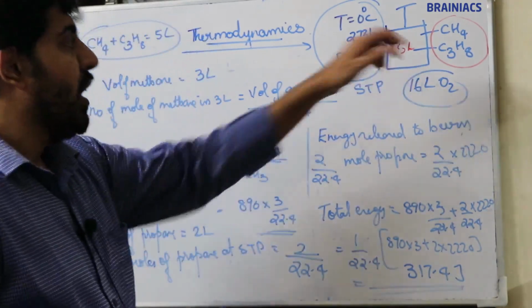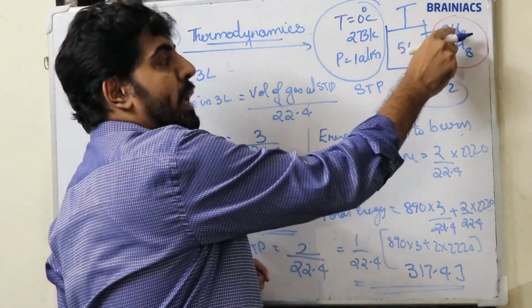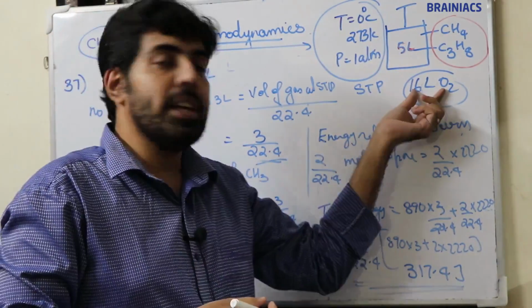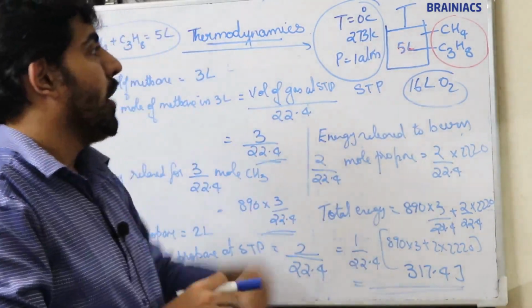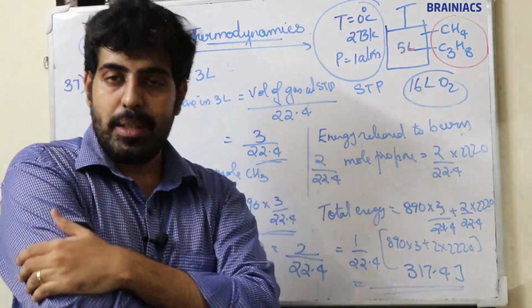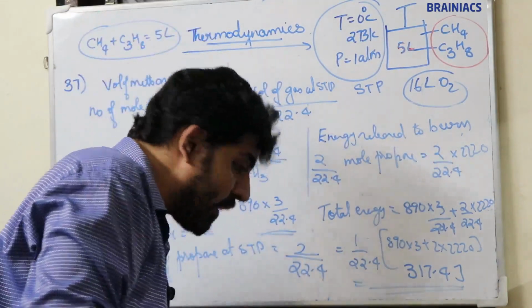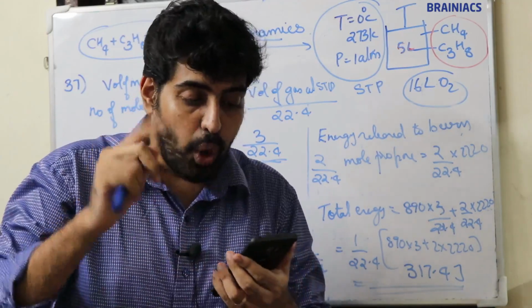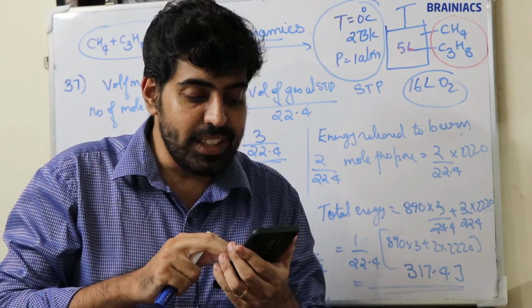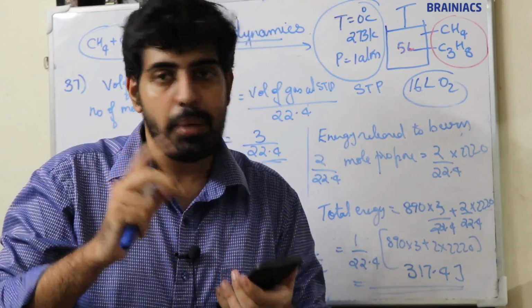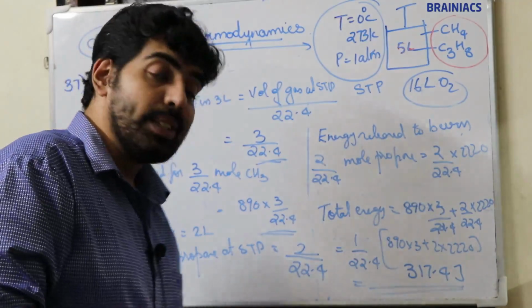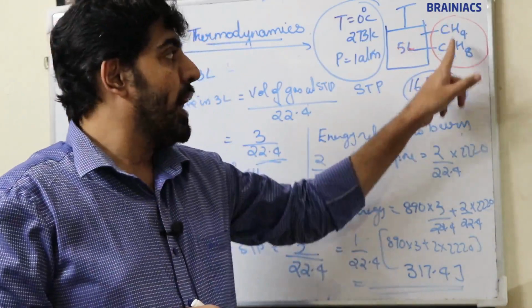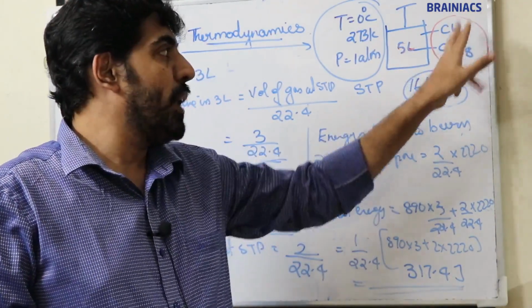The question is: we are burning methane and propane and their total volume is 5 liters. During that combustion, 16 liters of oxygen is consumed. The temperature and pressure are given, that is, standard conditions. So we have to calculate the total amount of heat energy released during this combustion. For this, first we have to calculate the volumes of propane and methane. We got 3 liters of methane and 2 liters of propane.